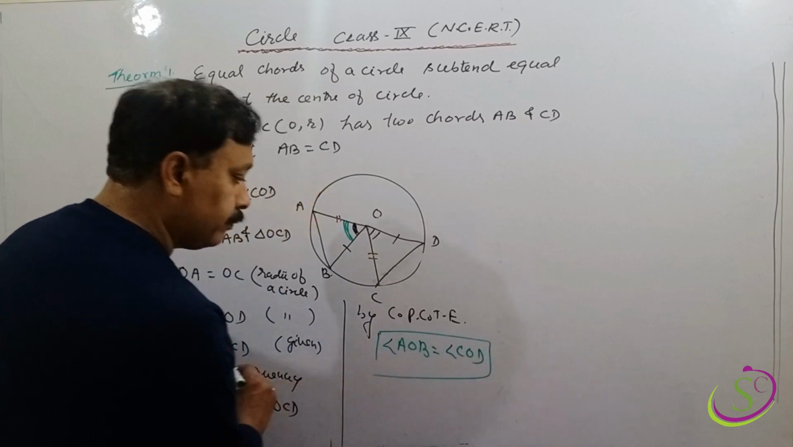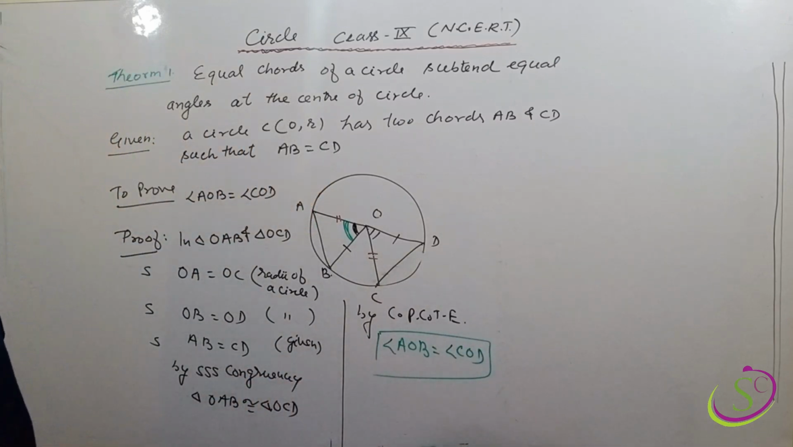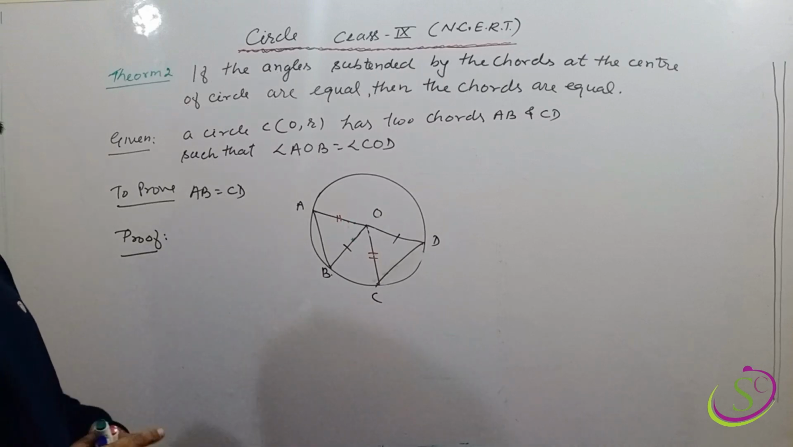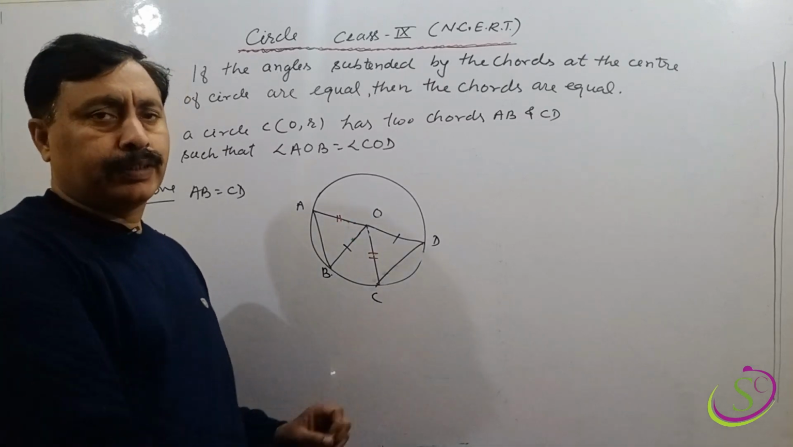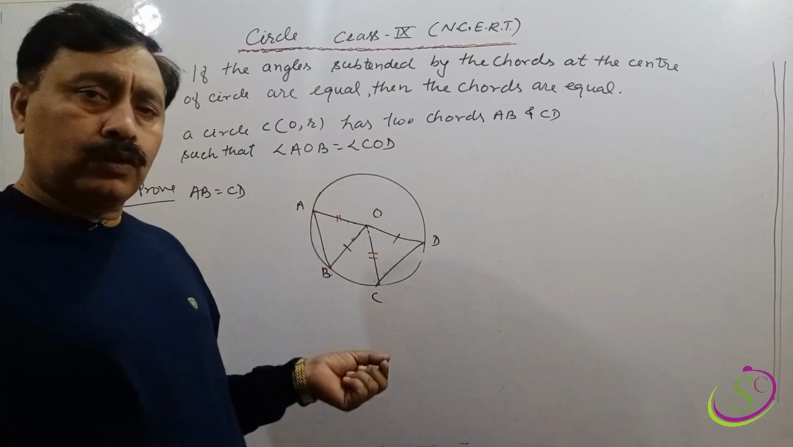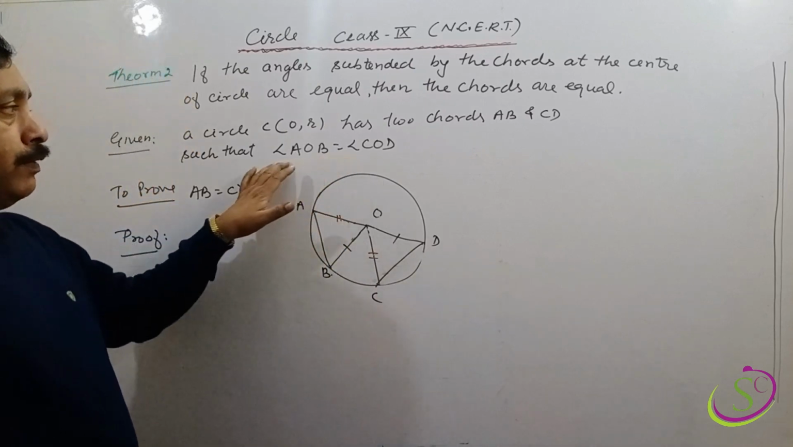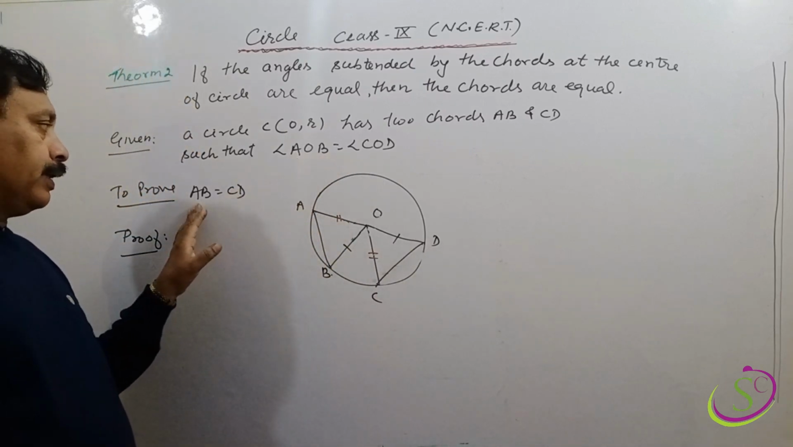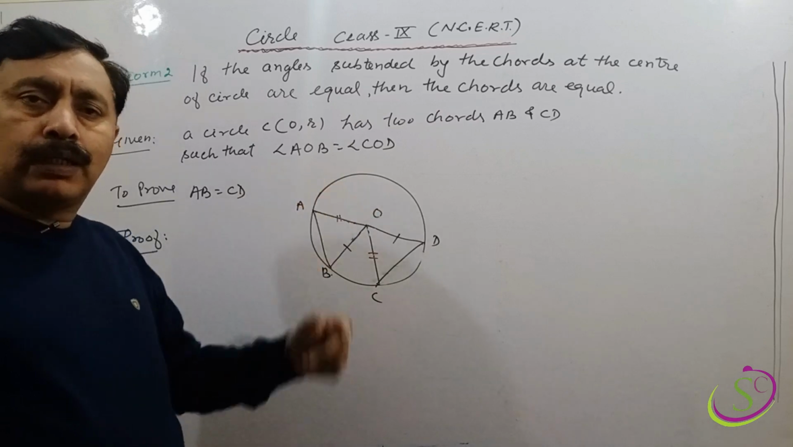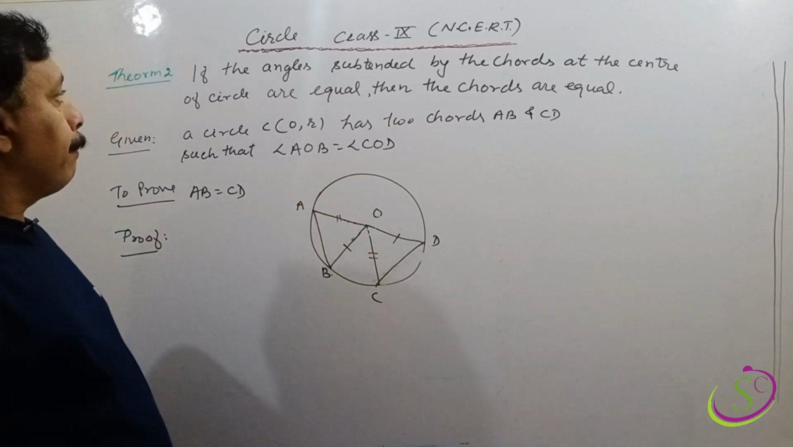Is it clear? So do it. The second theorem is the converse of the first theorem. In the first theorem, this portion was to be proved, and AB equal to CD, the chords were equal.